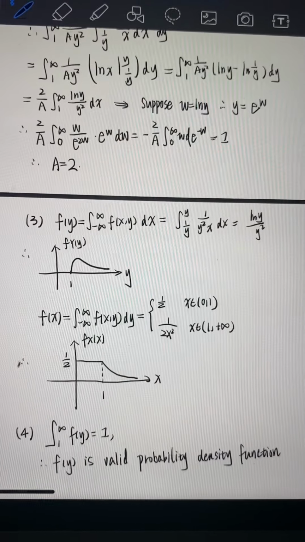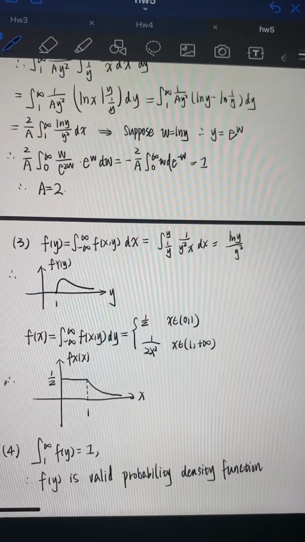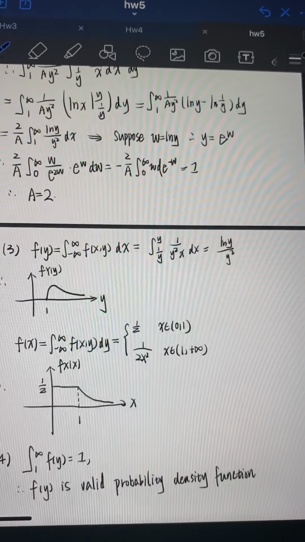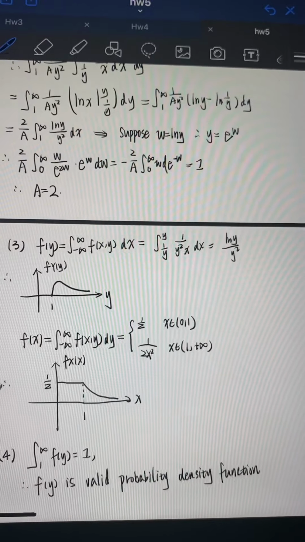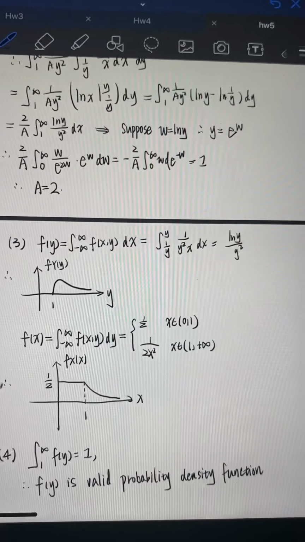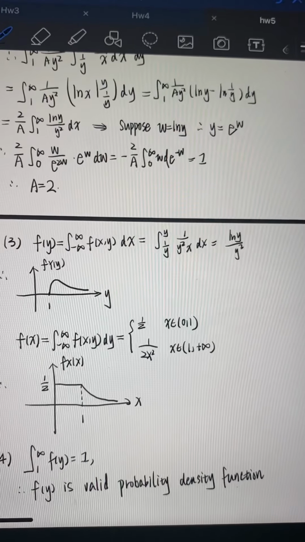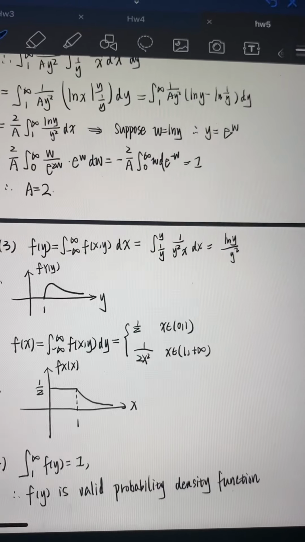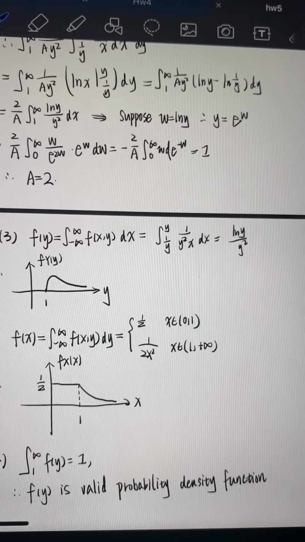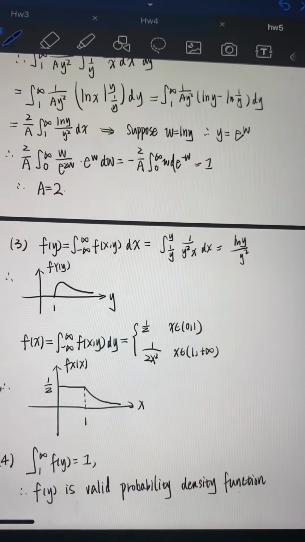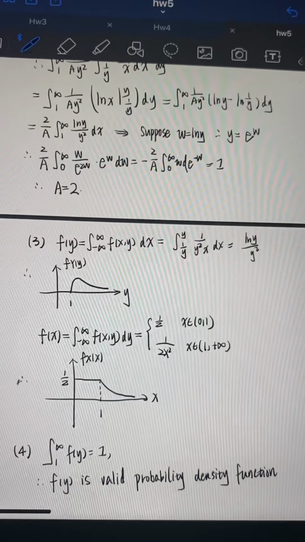To draw these two, we can solve this problem by integrating. That is, f_Y equals this function integrated by x. So to solve this formula, we can find that f_Y equals ln y divided by y^2. So it's easy to draw the picture of f_Y itself.